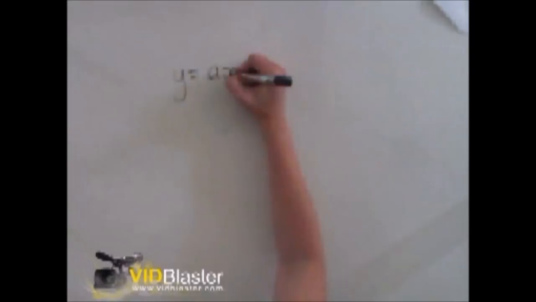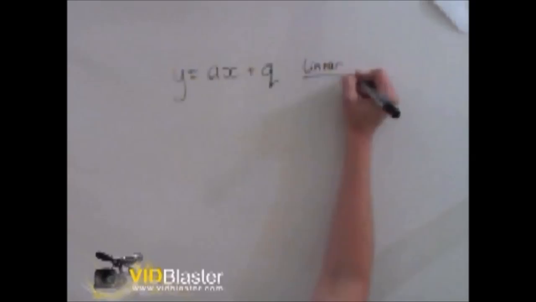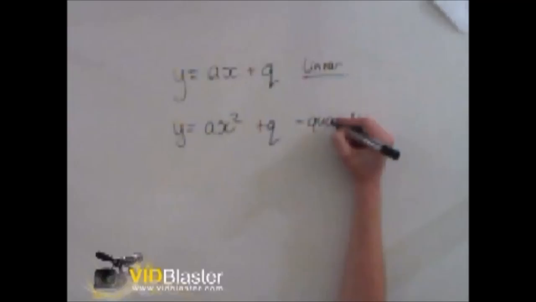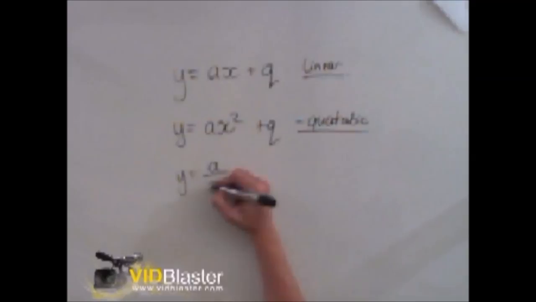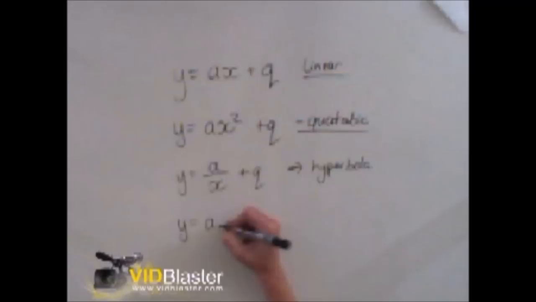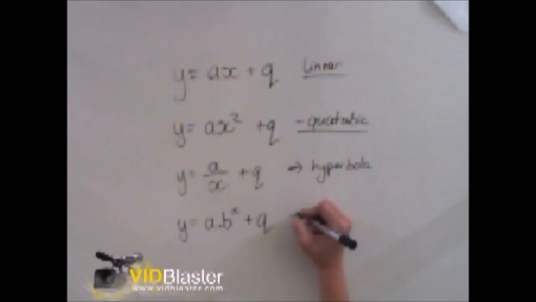A and q fit in where? Well, if you bring up the slide of the parent graphs of the four functions, we have y equals ax plus q. This is for a linear graph. We have y equals ax squared plus q, and this is for a quadratic. And we have y equals a over x plus q, and this is for a hyperbola. And we have y equals a times b to the power of x plus q, and this is for an exponential.